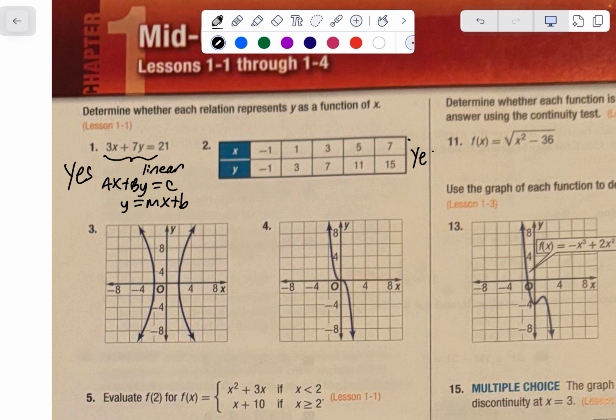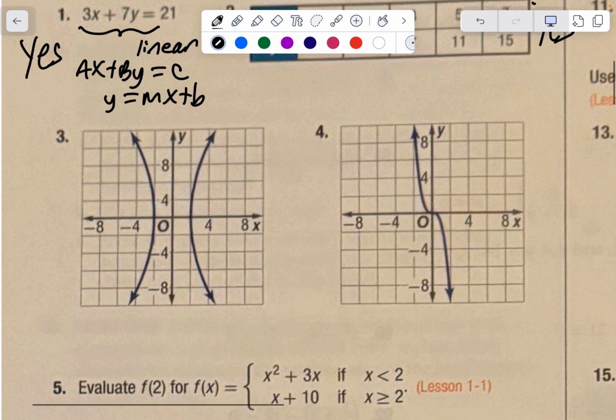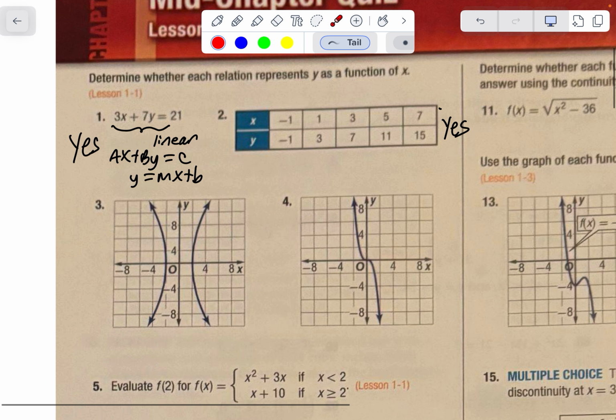Now, for graphs, we can use the vertical line test. Okay, so go back up to number 2. Yeah, so number 1 is a yes, number 2 is a yes, because the x's are all different. So if the x's repeat, it's not a function, but y's can repeat as many times as we want. Now 3 and 4, we can use for a graph what's called the vertical line test.